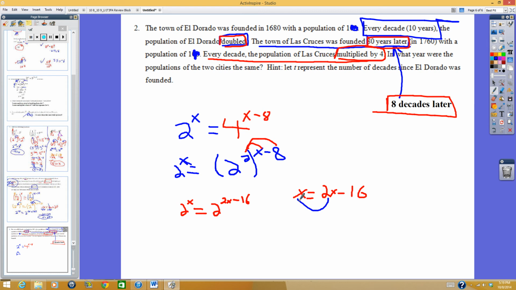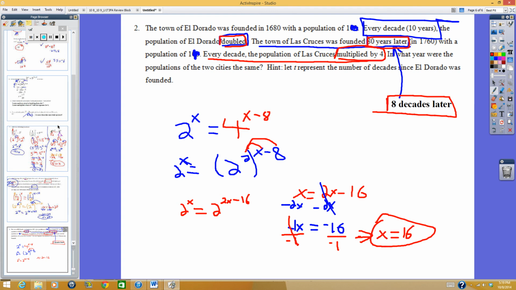And now I want to get this over here. I'm going to take this 2x away, which is subtraction. Bam. x minus 2x gives you negative x, or negative 1x, which equals negative 16. And then let's divide by negative 1 on both sides. Okay? And that's going to give you an answer of x equals 16. Okay? So that kind of concludes how to do these problems, guys.